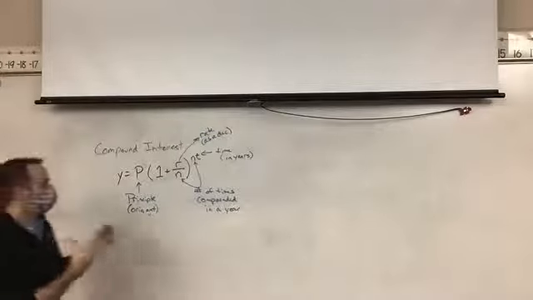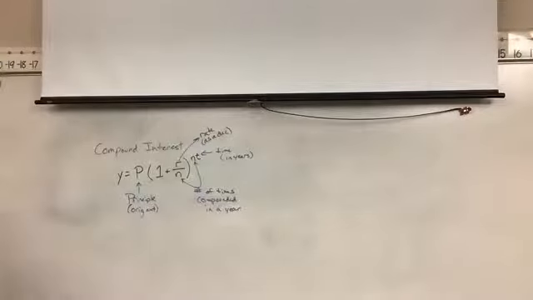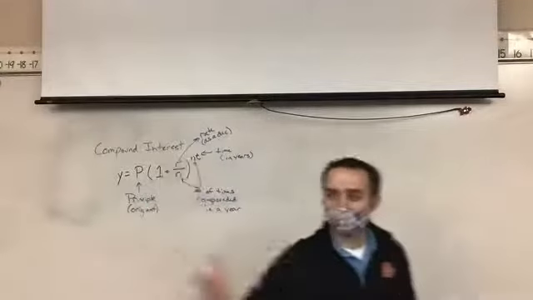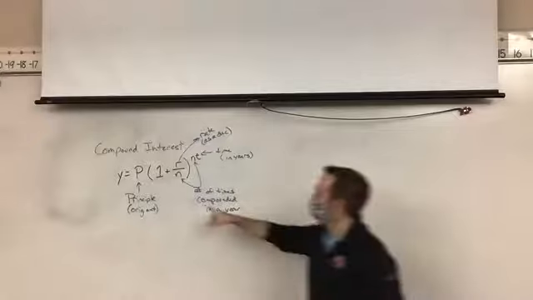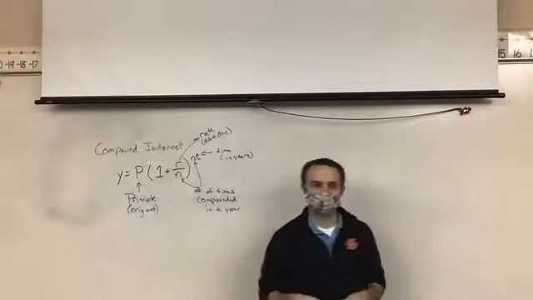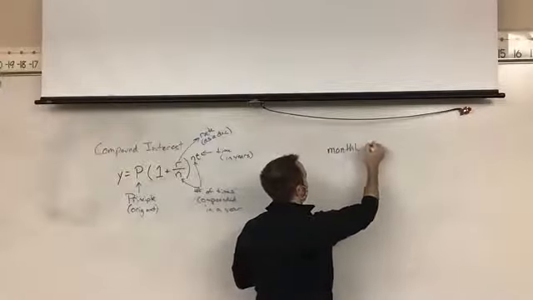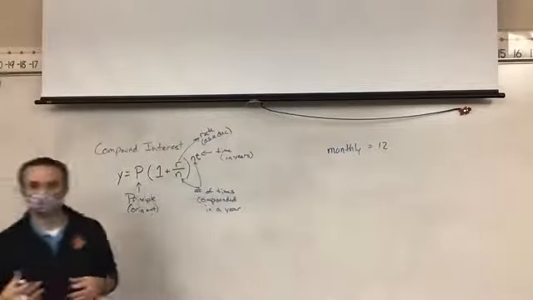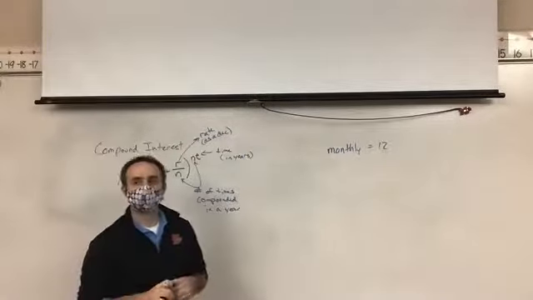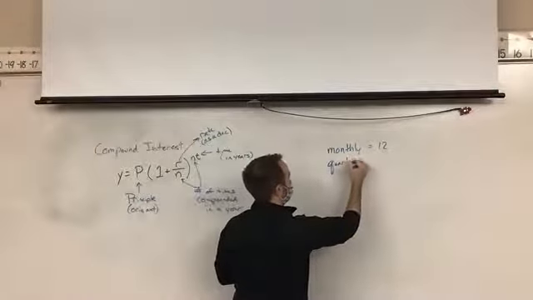If they say it's compounded monthly, what is N going to be? How many times a year is that if I say it's monthly? 12. If it's monthly, then I'm going to put a 12 in for n. What if I said quarterly? Levi? Four. Quarterly is four times a year.